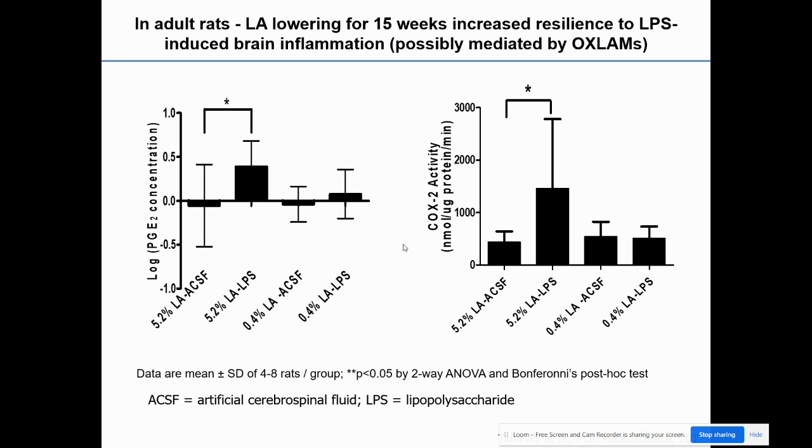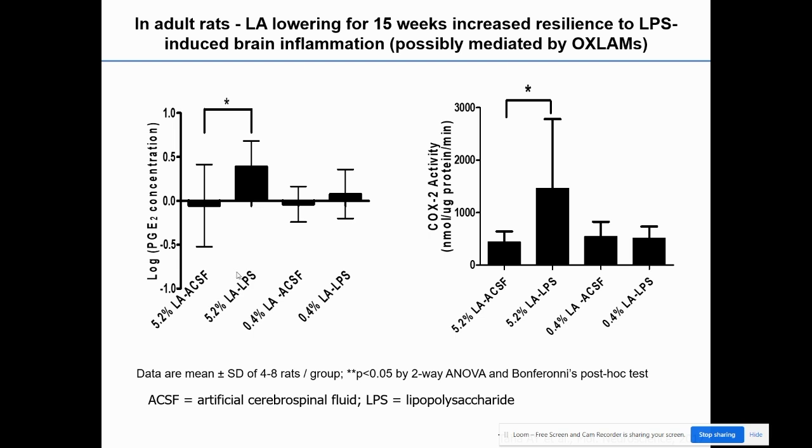And we also looked at inflammation, neuroinflammation in rats. Here, what we did was we gave rats a low LA diet, so 0.4% LA, or an adequate LA diet, 5%, so similar to, or 7% in humans. And we challenged them with LPS by injecting bacterial lipopolysaccharide into the brain, or artificial cerebrospinal fluid, which is a vehicle.